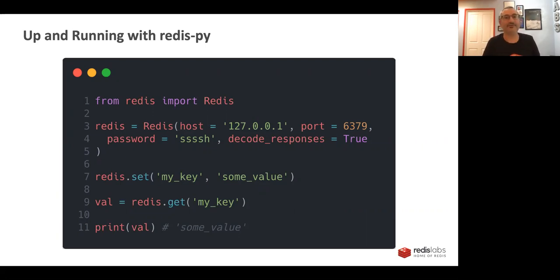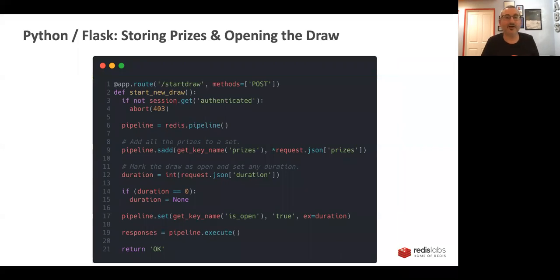So what happened when I submitted the form to start the draw was we hit this endpoint in the application, and we don't need to worry about how Flask works, but basically this code runs whenever that form gets submitted. And we get some values from the form. So it was submitted with a JSON array called prizes. And at line 9 there, I used the sadd command, or the set add command that you saw me use in the command line, to add all of those to a key called prizes.